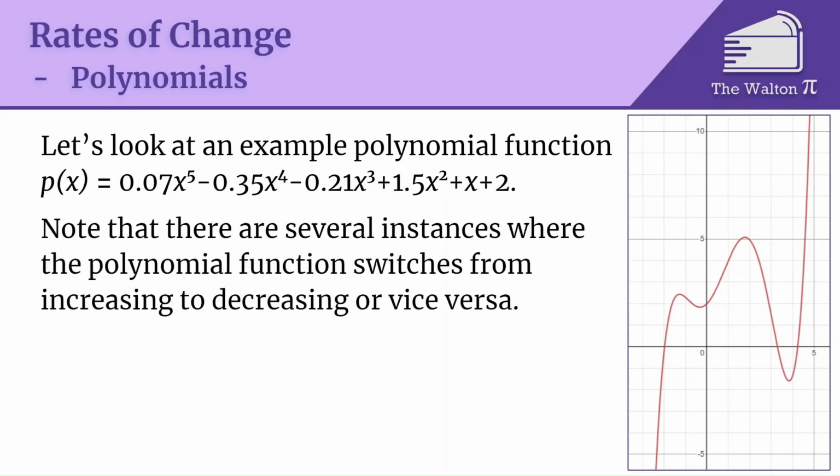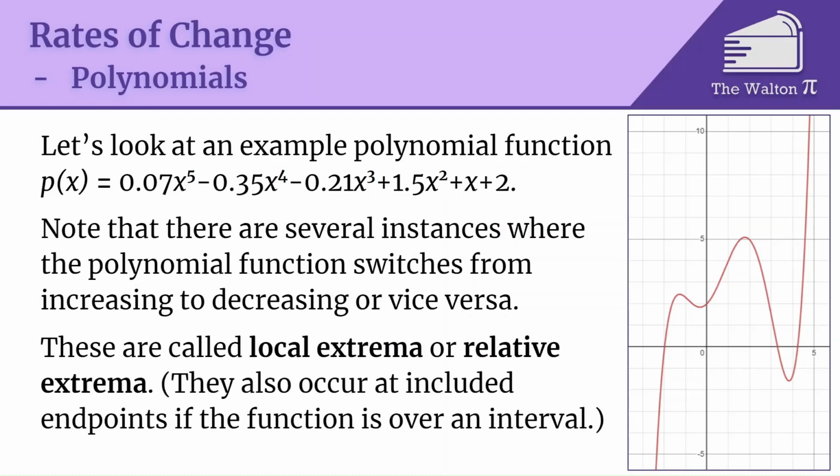So there are several places where the polynomial function is switching from increasing to decreasing or from decreasing to increasing. These are called local extrema or relative extrema. So local extrema, relative extrema, are places where we have maximums or minimums. And these are also going to occur at endpoints if the function's over an interval. For this particular function, we've highlighted where those are going to be.